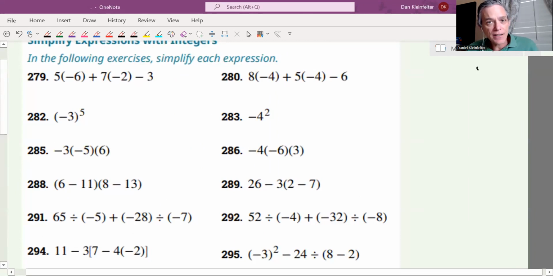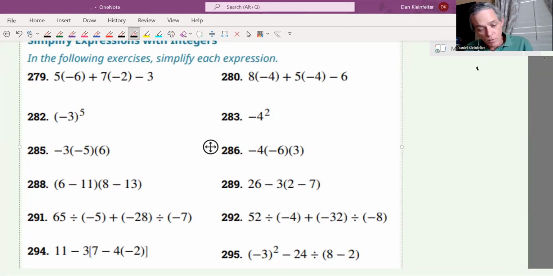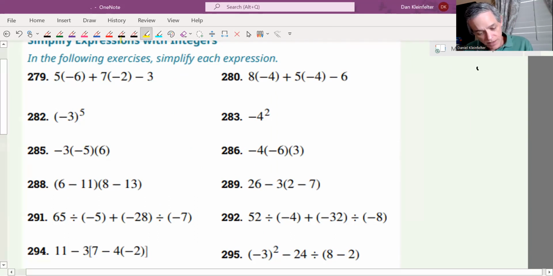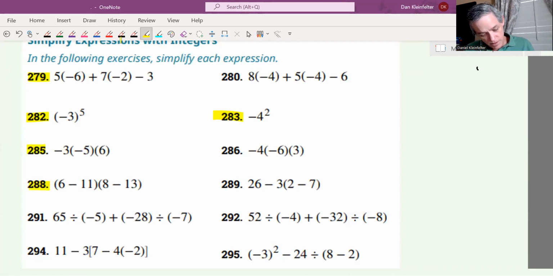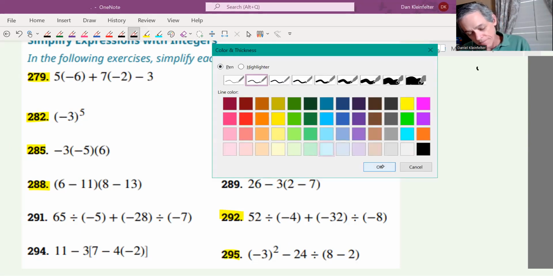In the next couple of examples, we'll see that we have mixed operations. So we're going to do 279, 283, and 282. Let's do, I guess, these yellow highlighted ones. So let's do those. Okay.